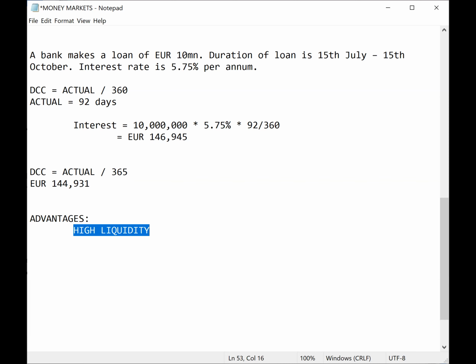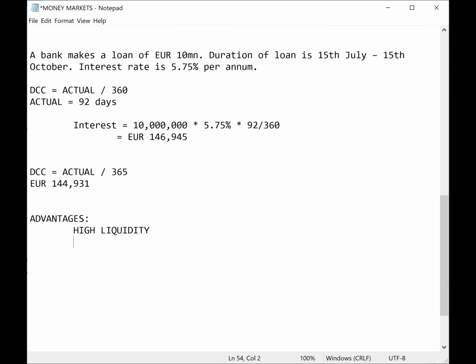There are enough banks which are ready to lend the funds, and there are banks who want the funds. So there is a borrower, there is a lender, and the funds are being exchanged for a short period of time. That's why we say we have high liquidity. Easy transferability as well? Not really. You cannot transfer. For example, if you have borrowed money from somebody, you cannot transfer it to a third party.